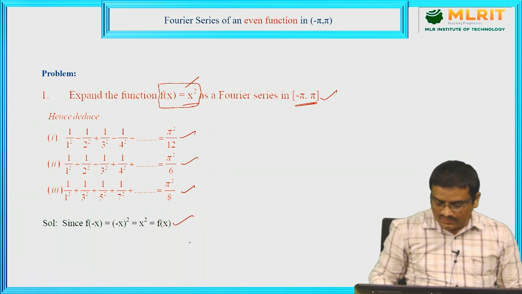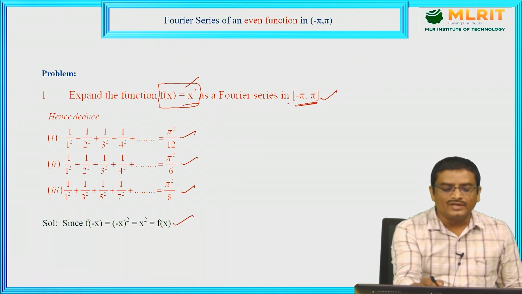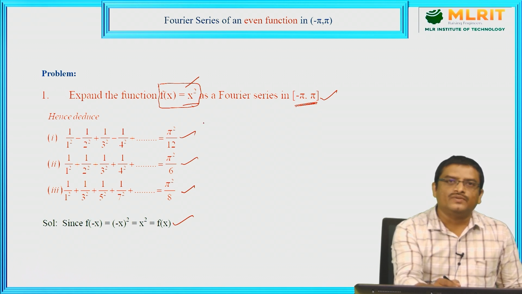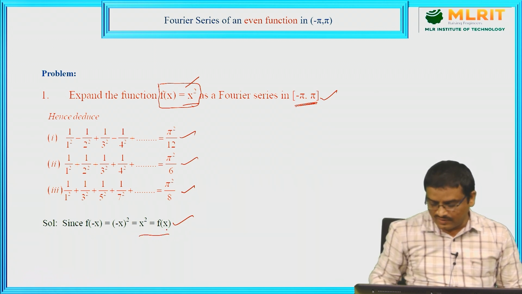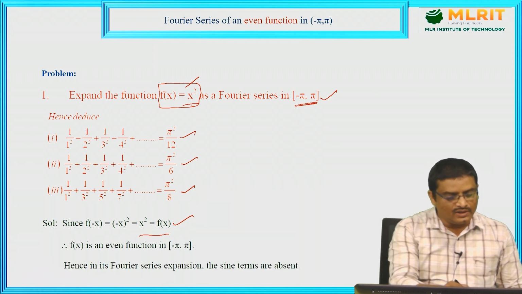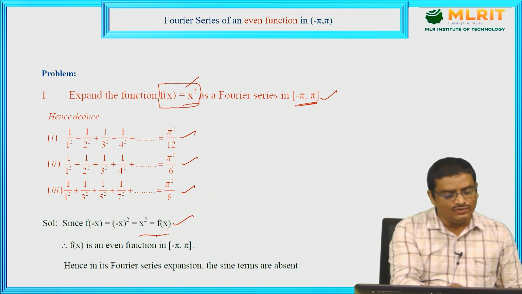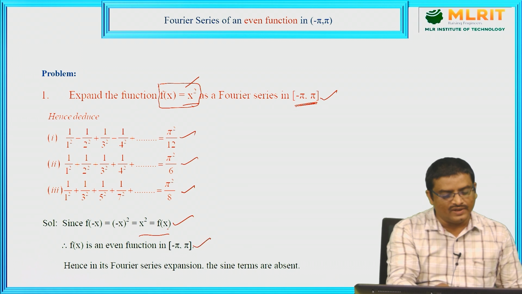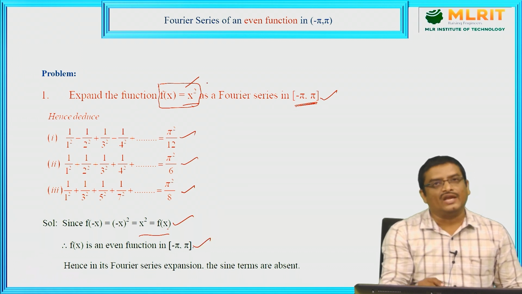Since the interval is minus pi comma pi, whenever we want to take a function in the interval minus pi comma pi, first we have to check whether that function is an even function or an odd function. So just now we have taken the formula. Now we got this f of minus x. If you replace x with minus x here, once again we get f of x. So by using our definition of even function, we can conclude that this f of x is equal to x square is an even function here.